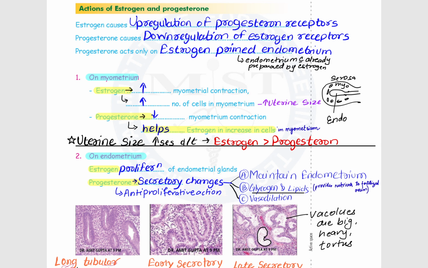On endometrium, estrogen causes proliferation of endometrial glands. We all know that. Progesterone causes secretory changes. It's an anti-proliferative action. So that is why we say that progesterone causes downregulation of estrogen receptors. Now, what are the secretory changes? It maintains the endometrium. The glycogen and lipids secretion provides nutrition to the fertilized ovum, and it causes vasodilation. So these are the secretory changes.